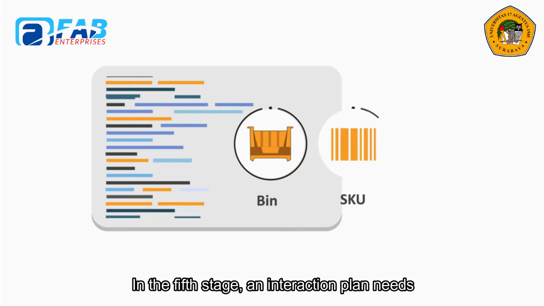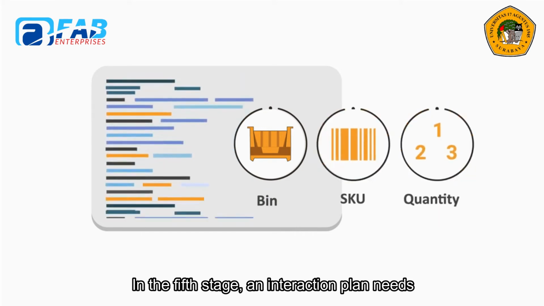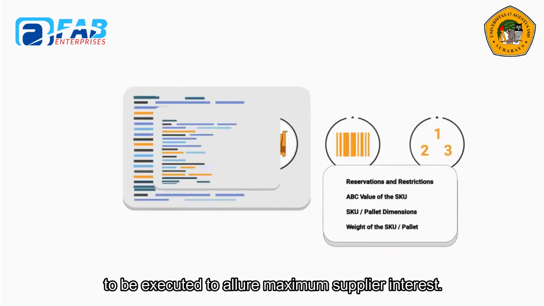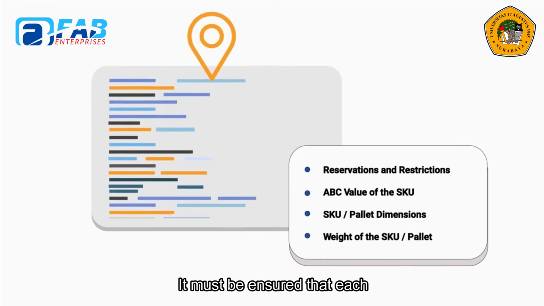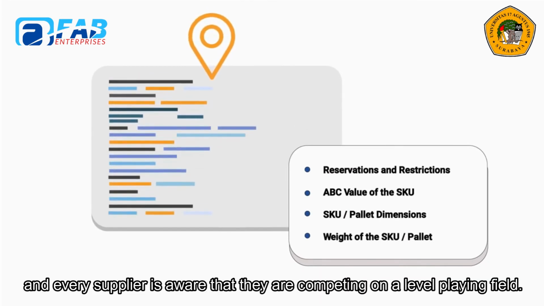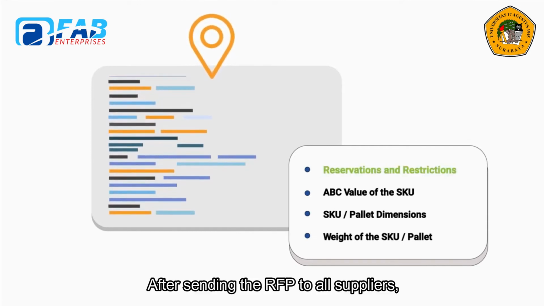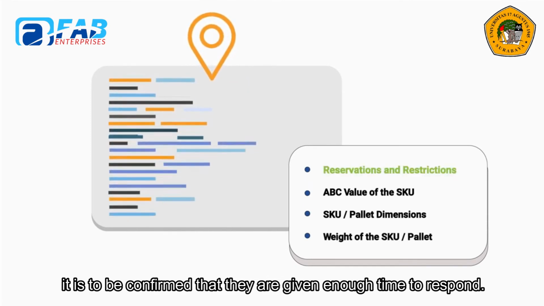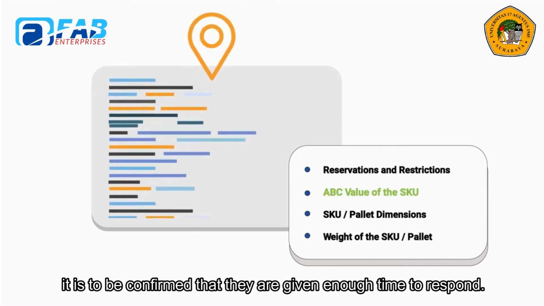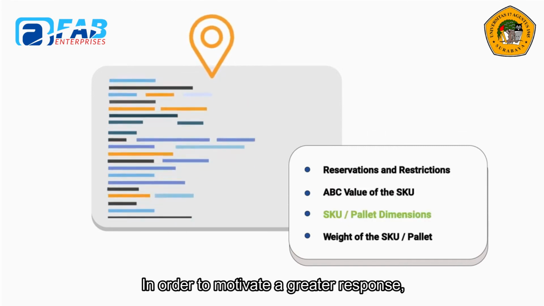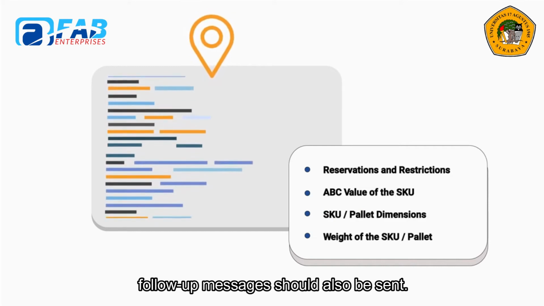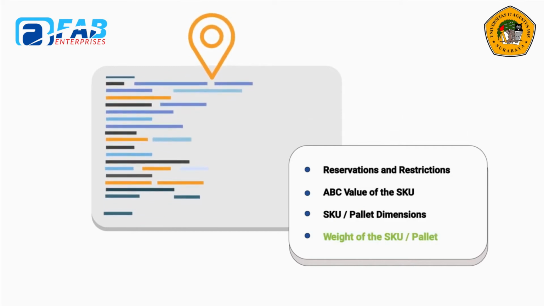The request should comprise product or service specifications, delivery and service requirements, assessment criteria, pricing structure, and financial terms and conditions. In the fifth stage, an interaction plan needs to be executed to allure maximum supplier interest. It must be ensured that each and every supplier is aware that they are competing on a level playing field. After sending the RFP to all suppliers, it is to be confirmed that they are given enough time to respond. In order to motivate a greater response, follow-up messages should also be sent.